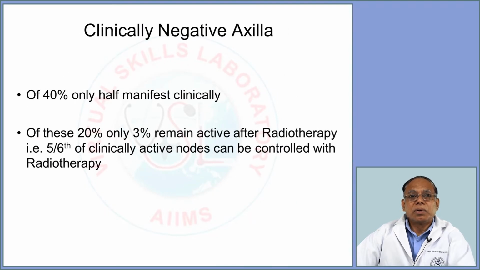So what we conclude from this B04 trial is that of those 40% which are present in microscopic form within the axilla, in clinically negative axilla, about 20%, that is, only half present clinically, and of those only 3% remain active after radiotherapy, i.e. 5/6, that is, the majority of the clinically active nodes can be controlled by appropriate radiotherapy.